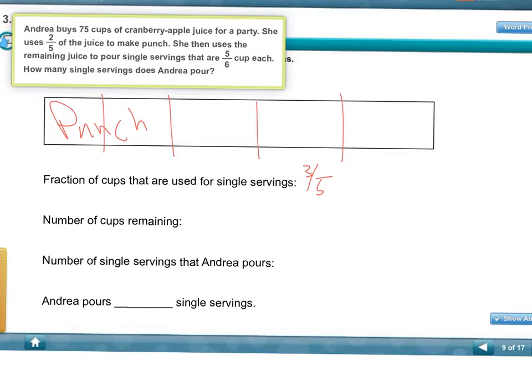How many cups are remaining? Well, we have to do math to find that. We do 75 times 3/5. This is equal to 45.